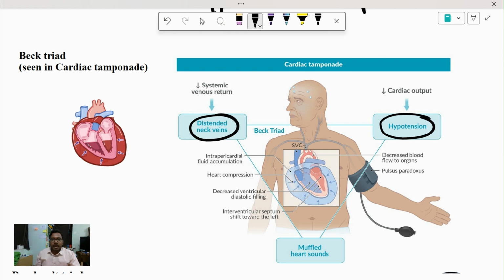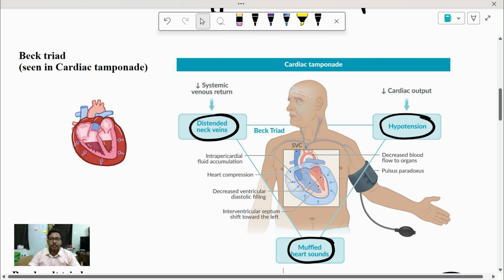Like, they are very low amplitude, very less intense heart sounds will be there. It is called muffled heart sounds. Okay. So you can simply remember distended neck veins, muffled heart sounds, and a decreased BP. Okay. Right. This is regarding Beck's triad in cardiac tamponade. Right. Next one.